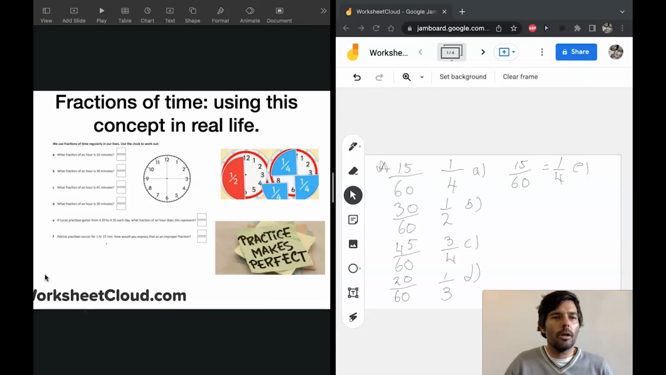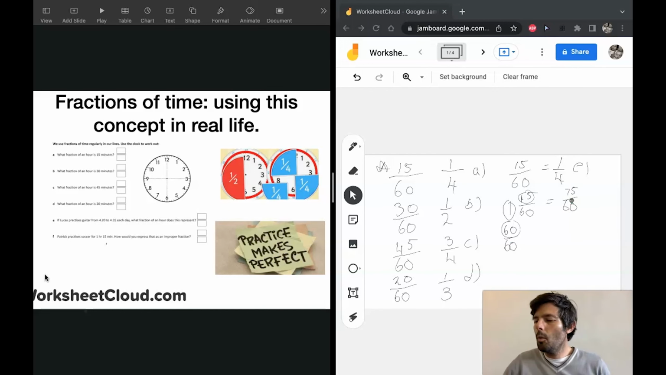Patrick practices soccer for 1 hour and 15 minutes. So that's a whole number, and then 15 minutes. How would you write this as an improper fraction? So we've got 1 hour and 15 minutes. So all we've got to do to convert is recognize that that 1 hour is the same as 60 over 60. And we add the 60 and the 15, and that gives us 75 over 60.